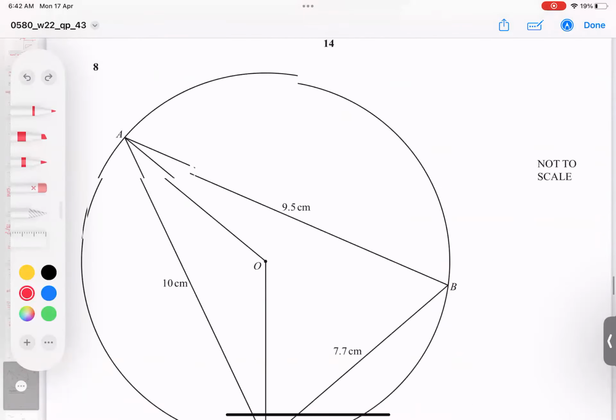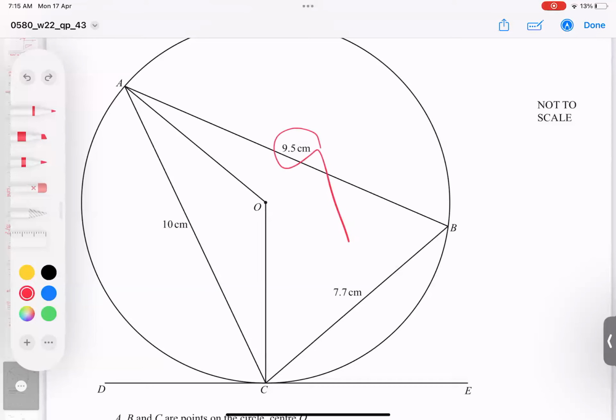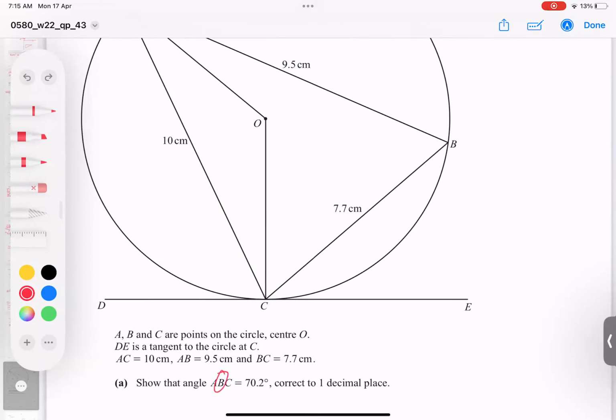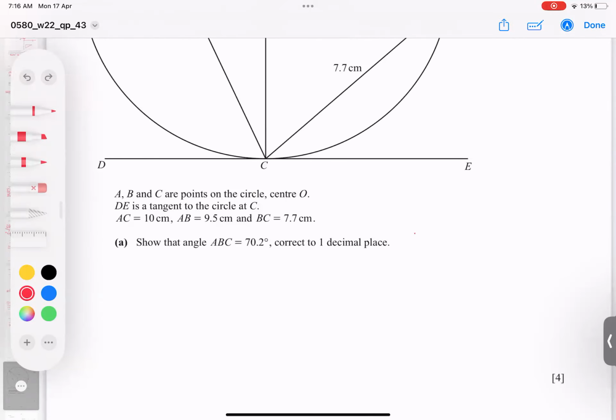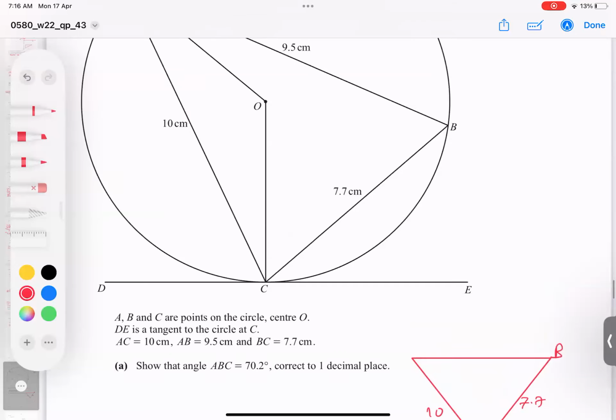And let's talk about question number 8. In question number 8, we have circles. Let's do the question. So in this question, we have 3 sides given. Okay, a triangle, 3 sides are given. So when 3 sides are given and we need to find any angle, for example, show angle, middle letter is B. This angle is what to find. So whenever 3 sides are given like this, and this is a C letter, 7.7, B letter, this is 10 centimeter, and that is 9.5.